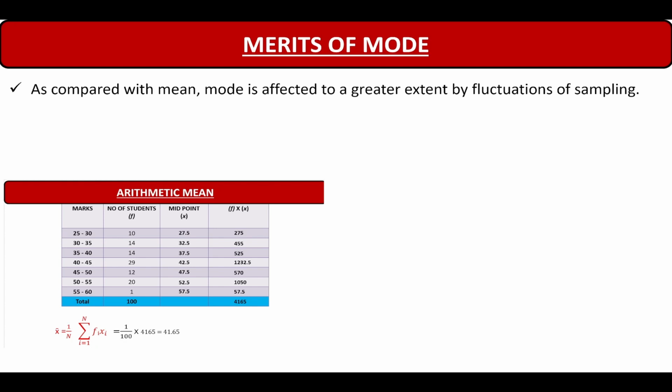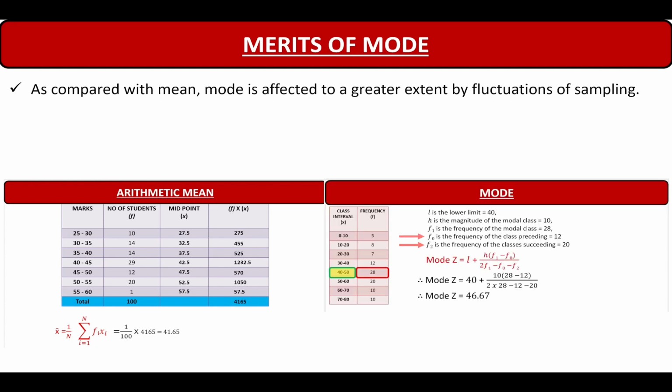But the same is not true in case of mode, because if you see the formula for mode, in this case if you are moving the modal class up or down, the frequency of the class preceding and the frequency of the class succeeding will change, and that will directly change the value of the mode that you are going to obtain. So that's why it is said that mode is affected by fluctuations of sampling.